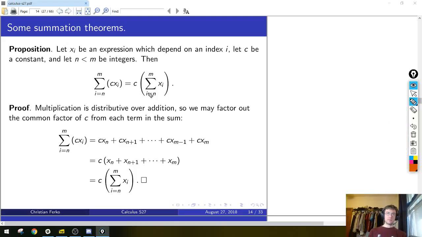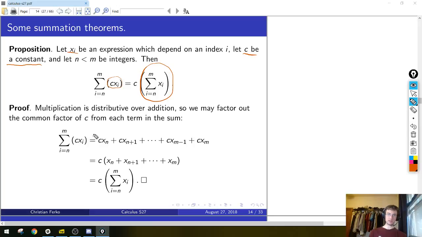All right, one more fairly obvious theorem is that since multiplication is distributive over addition, since you can distribute a constant times a sum, you might think that if you have a sum of some expressions, where c is some real number and x sub i are expressions depending on the index, if I add up c times x sub i, then that should be the same as first adding up all the x sub i and then multiplying that result by c. And of course that's still true. The proof is obvious, since we have this distributive law that multiplication distributes over addition, so you can simply factor out that common factor of c when you write out the definition.